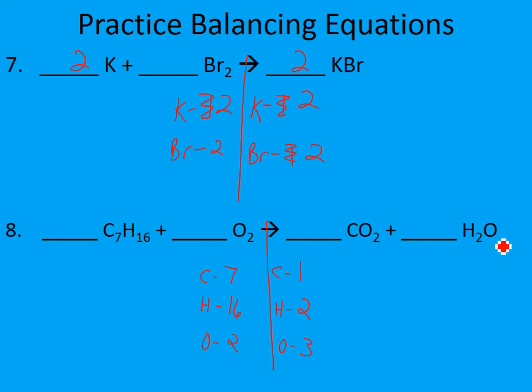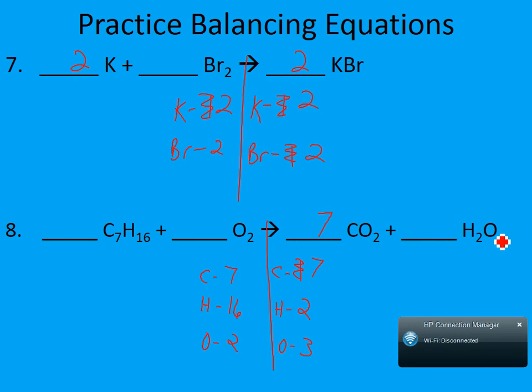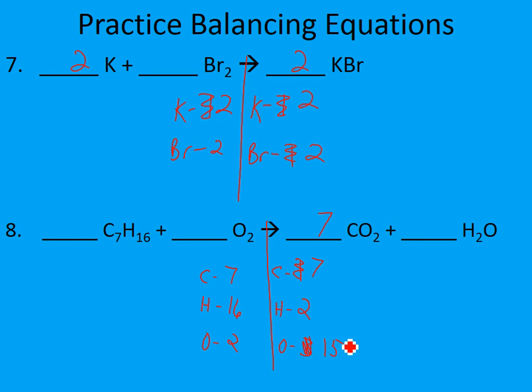Let's balance carbons. What would you do? Yeah, I need a 7. We need 7 CO2s. That gets my carbons to 7, but what does that switch? Oxygen to what? 14 plus 1 is what? 15 oxygens. Okay, so 15 here. Okay, so my carbon's good. Let's go to hydrogen. How do I balance the hydrogens here?